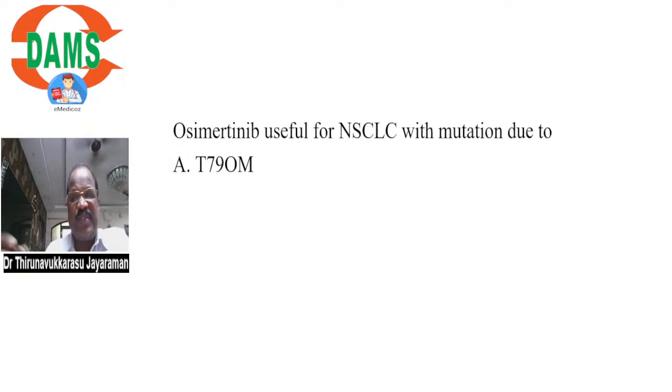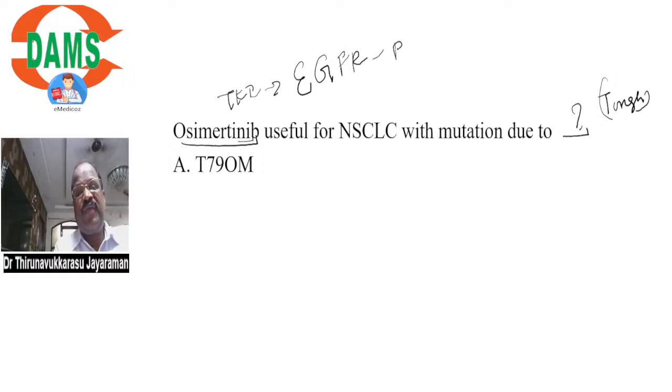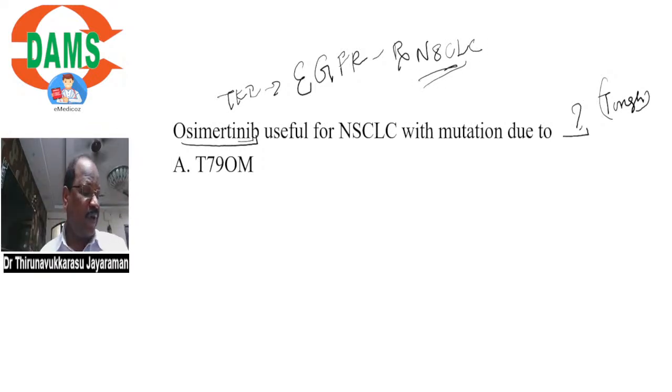Then I think this question is a little bit tough. Osimertinib is useful for non-small cell carcinoma with a mutation, which I think is really tough for undergraduates. Actually, you may know osimertinib, a tyrosine kinase enzyme inhibitor targeting the epidermal growth factor receptor, is useful for treatment of non-small cell lung cancer. That is understandable. But mutation at what level? I think it's difficult. The right answer is T790M. This is the right answer, but I don't know what the other options given are.